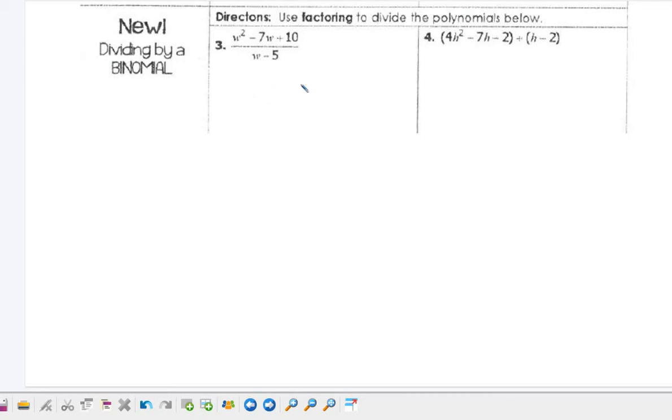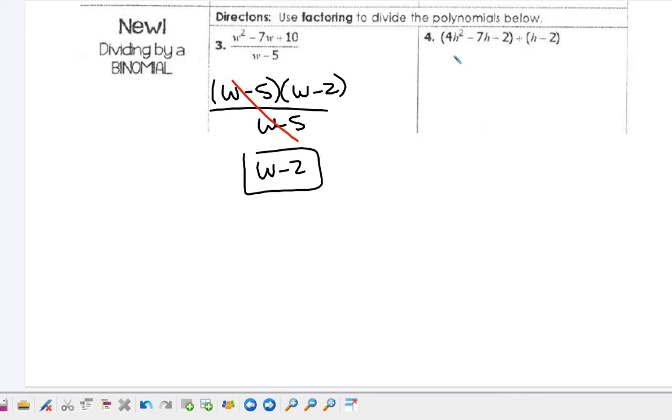Okay, so it's all fine and good with this one because I know that this factors into w minus 5, w minus 2 over w minus 5, and then we break out those rational expression skills and know that these cross out and leave me with w minus 2, right?